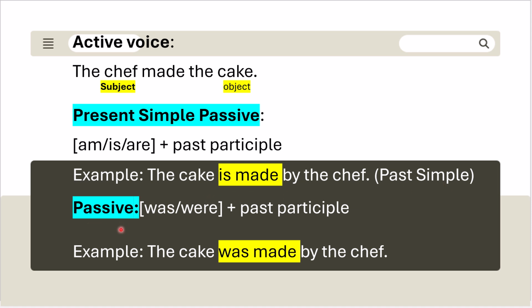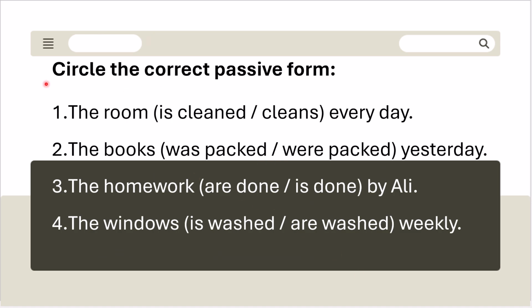Now, whenever we talk about the past passive, was or were plus past participle. Okay, now look here. The cake was made by the chef. Who made the cake? The chef. So see the object and the subject. So here we write the cake was made by the chef. Okay, I hope you understood until here. Let's move on to the next part.